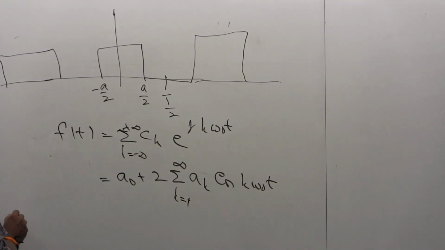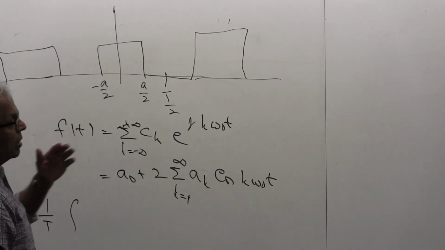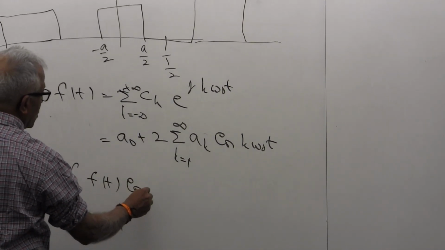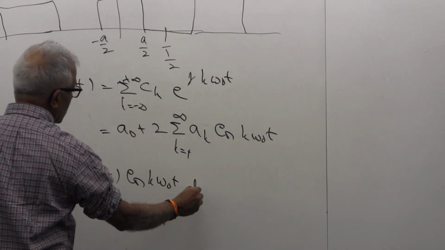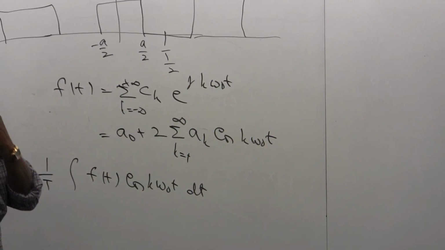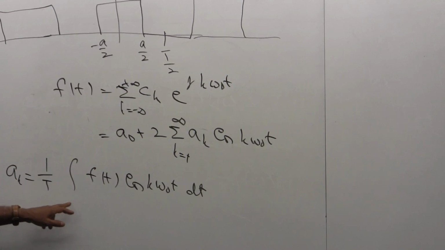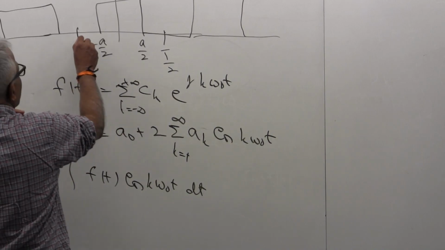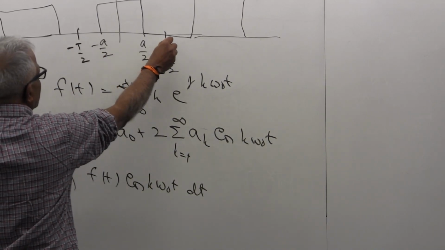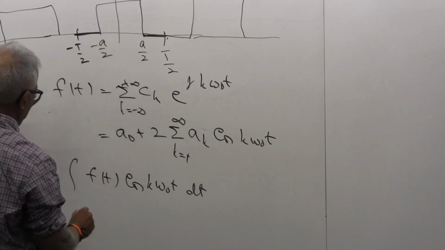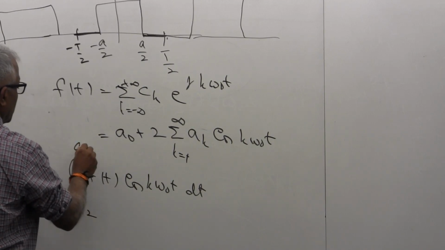So the only thing is what is AK. So somewhere we wrote it, right? AK is, I took it off, but you have it there. What was it? FT. Now what will be the limits here? 0 to T. So this is where I want you to go over a proof. I said you can integrate over any period. So we need to exploit the symmetry. Let's integrate from minus T by 2 to T by 2. But the signal is 0 here and 0 here. So it's enough to integrate from minus a by 2 to a by 2.